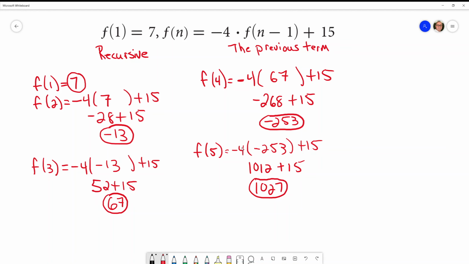So the first 5 terms in this sequence are 7, -13, 67, -253, and 1,027.